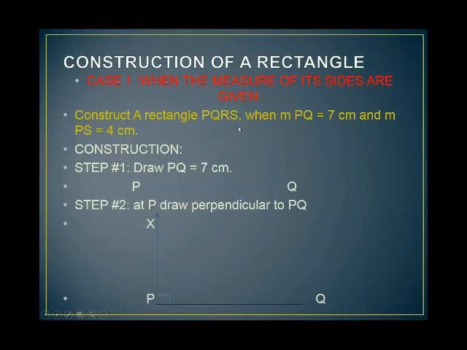Let's draw the rectangle with the help of a ruler, pencil and compass. Draw PQ equal to 7 centimeters. We take PQ as a baseline, so first we draw a line segment PQ of 7 centimeters as a baseline. Now at P, draw a perpendicular to PQ, with the help of a protractor. Take a screenshot, and these steps will help you draw the rectangle in your copies.